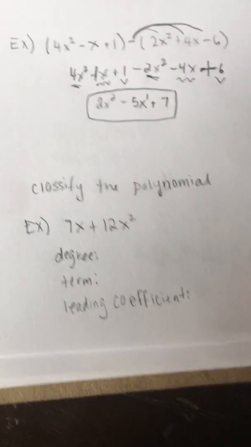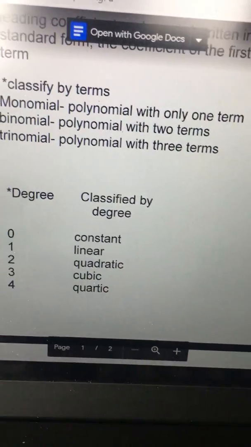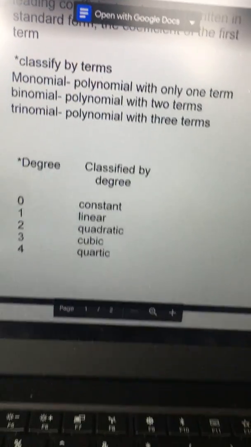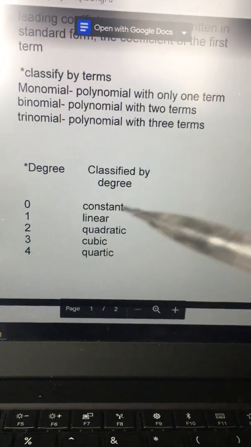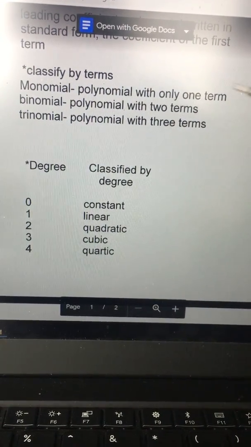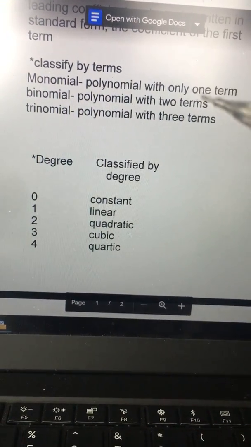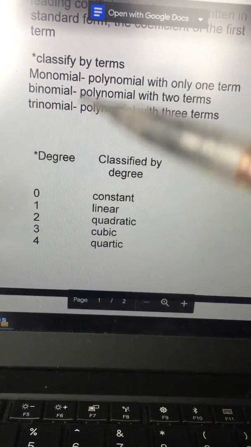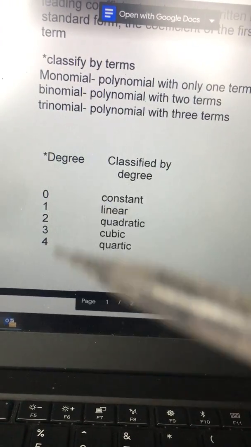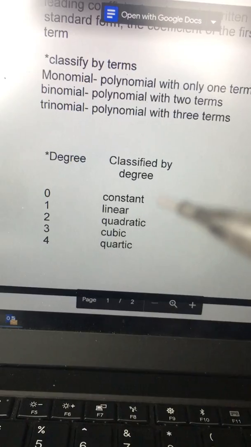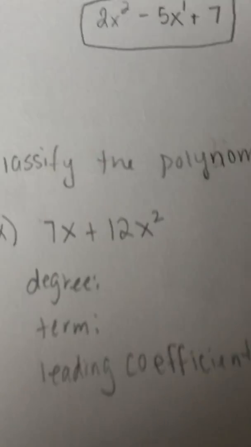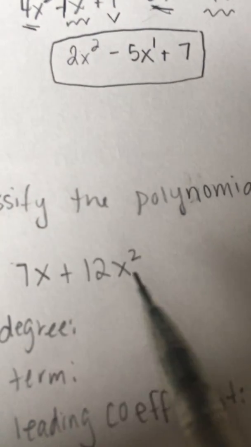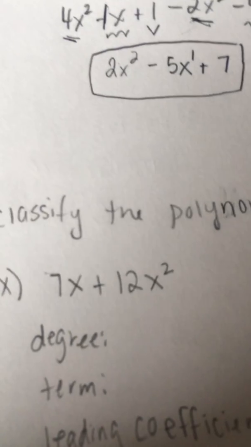Now reviewing what we did yesterday. So here's those vocabulary words. Classifying by degree, term and leading coefficient, terms, monomial, binomial, trinomial, 1, 2, 3. So you look at 1, 2, 3 and then use the vocabulary word that's over here. Look at the biggest exponent, degree, and then use the word that's here. So we also talked about we need it to be in what's called standard form, biggest exponent to smallest.